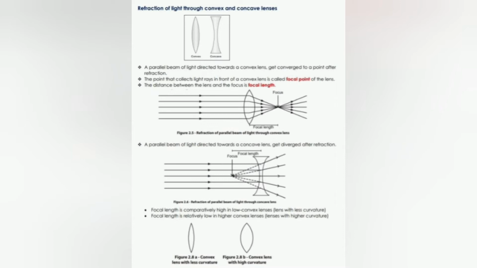Observe the diagram well. A parallel beam of light directed towards a concave lens gets diverged after refraction. In the given diagram, you can observe the incident rays. Focal length is comparatively high in convex lenses with less curvature. Focal length is relatively low in convex lenses with higher curvature. In the given diagram, you can observe a convex lens with less curvature and a convex lens with high curvature.